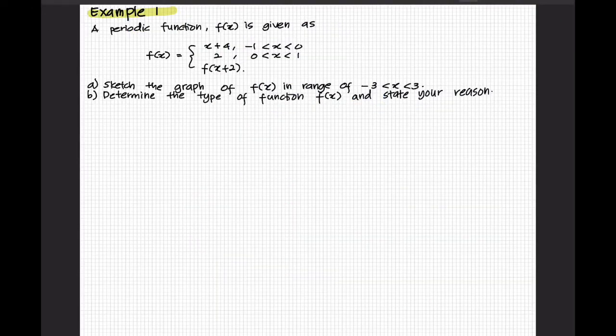Okay, look at example 1. And this is the periodic function. You can see this is the notation for a periodic function. Okay, A. Sketch the graph of f(x) in the range of -3 until 3 and determine the type of function f(x) and state your reason. So first, you must sketch the graph and then you determine the type of function based on this graph, and you must state the reason.